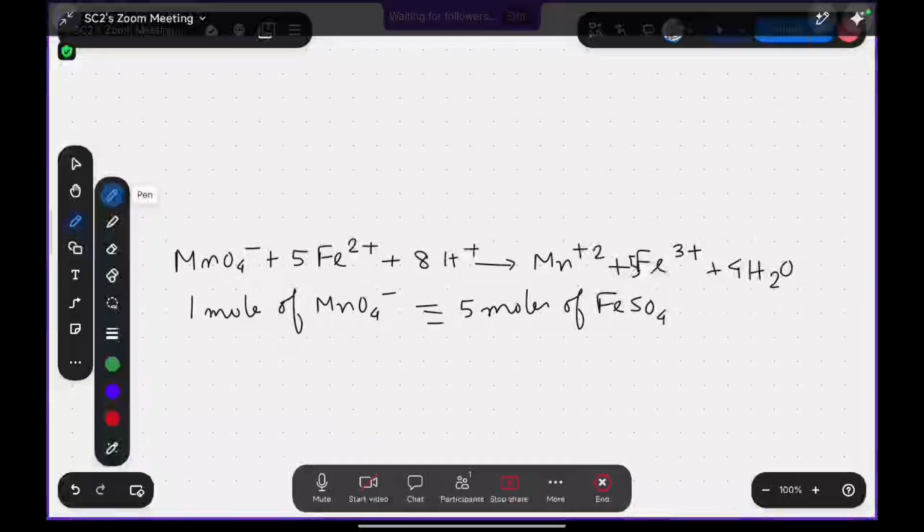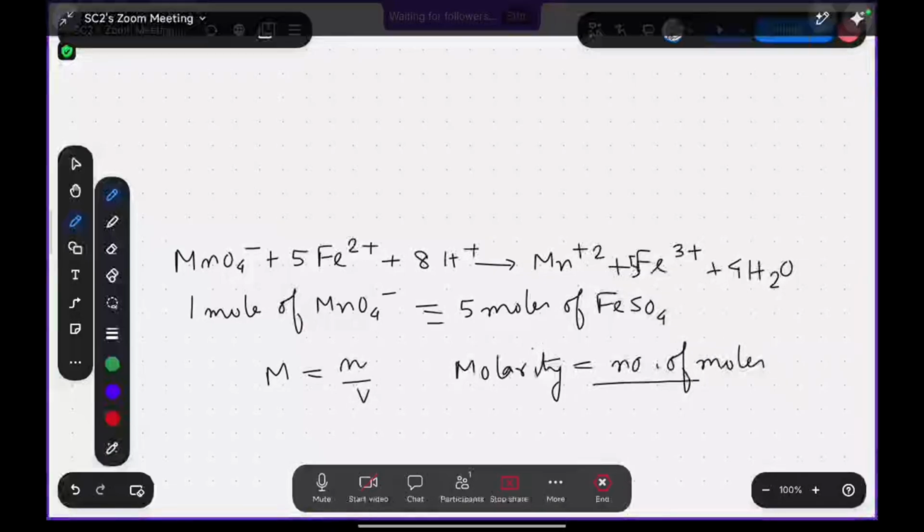So what can you say now? We know what molarity is. M is equal to n by V, right? This is how we write. That means molarity is equal to the number of moles of the solute divided by the volume of solution in liters. You must have read this in the mole concept chapter, right? So molarity is equal to number of moles by volume of solution in liters.